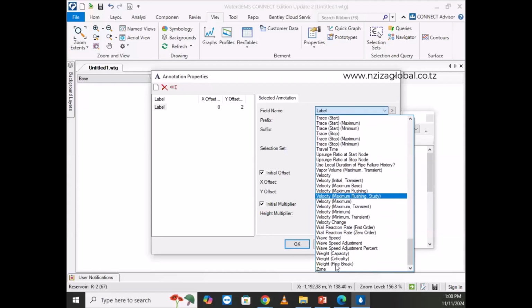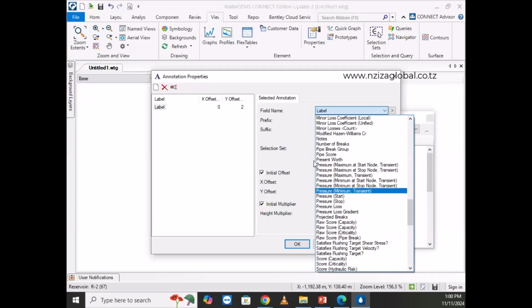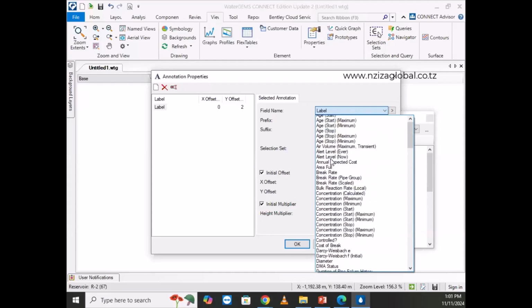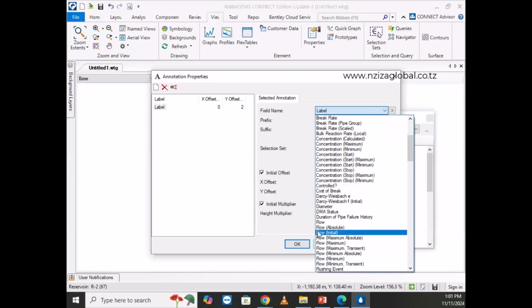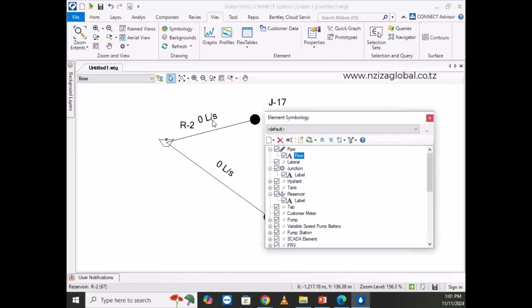Those are the properties that can be shown by WaterCAD on a pipe. All of those properties, if you want them, you can find them. So you can say, let's symbol the flow. You do the flow. You can position it as you want, okay? And then you do apply. Our pipe, you see the flow is now symbolized. We have zero flow on each pipe.